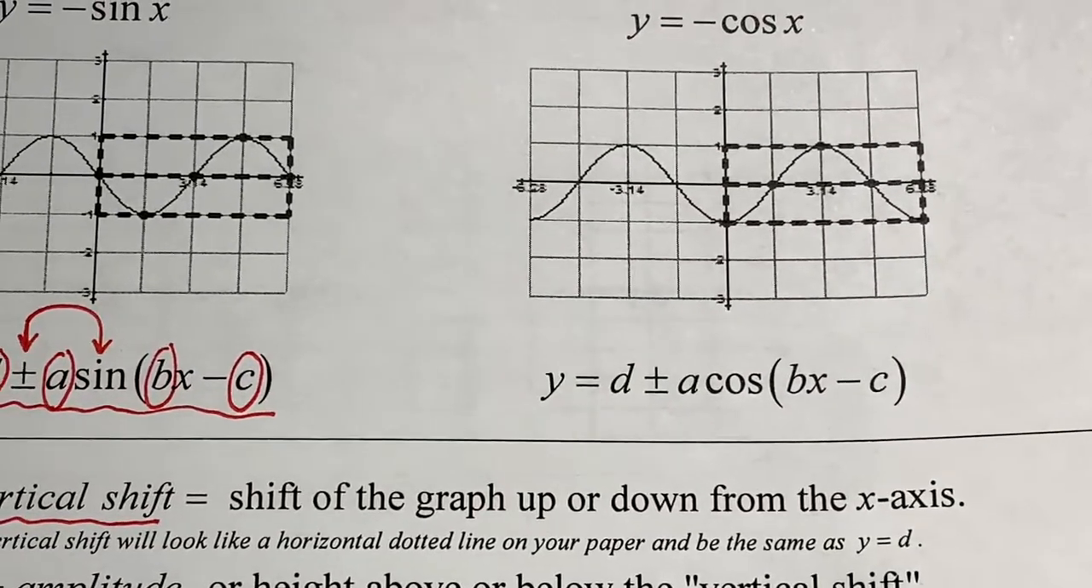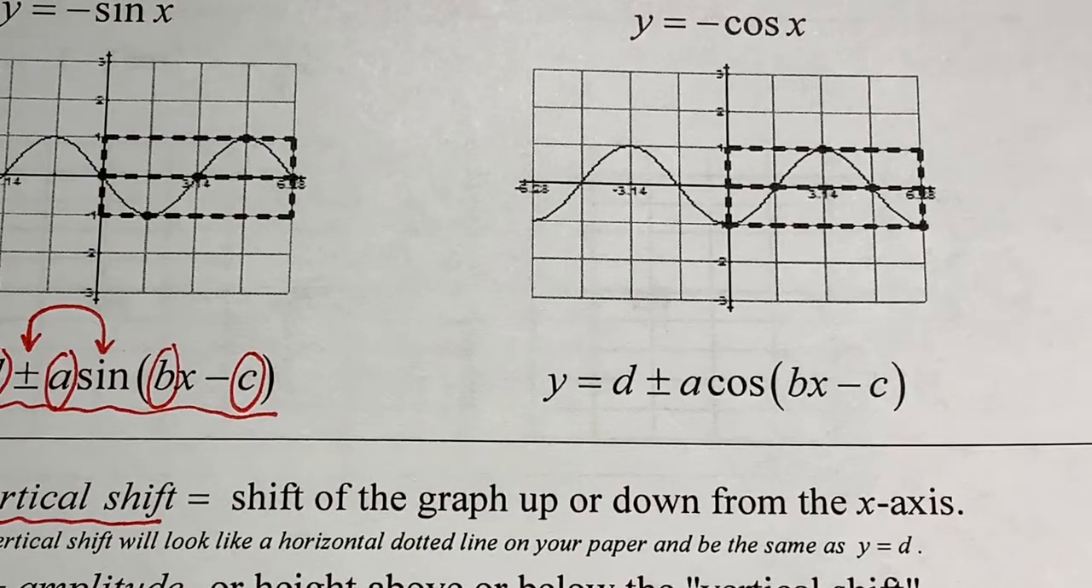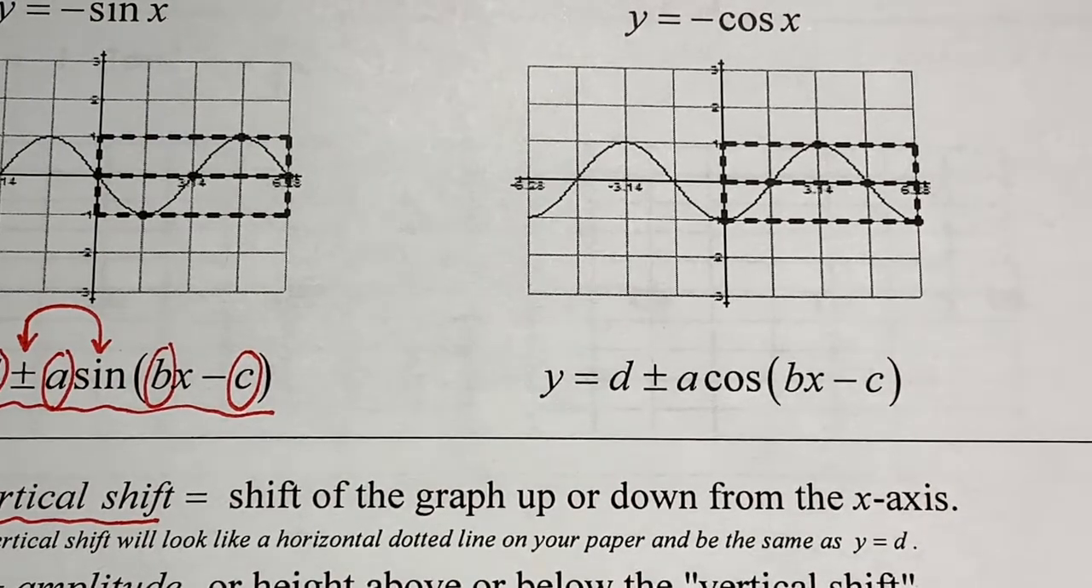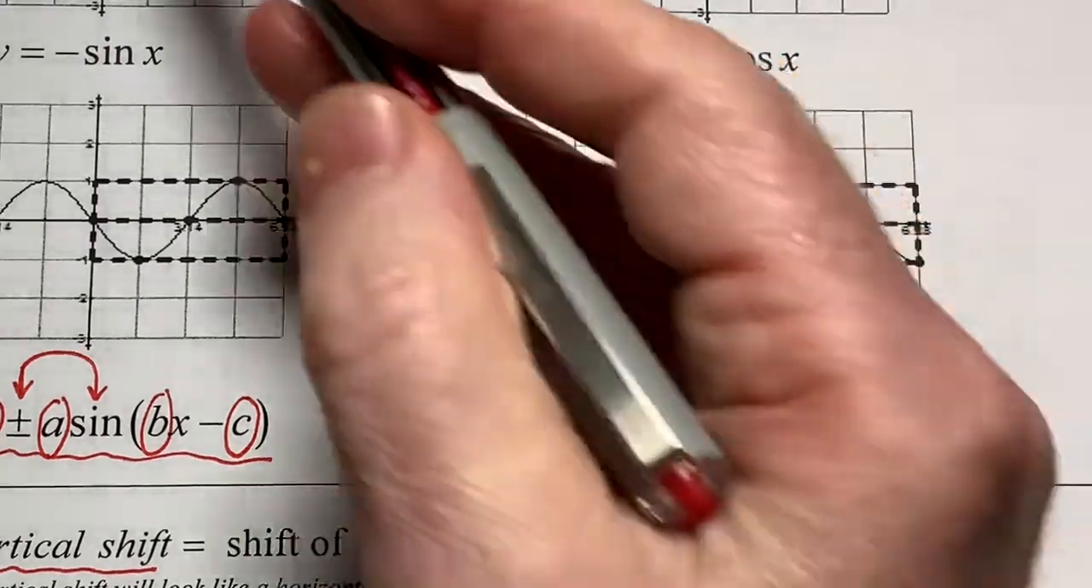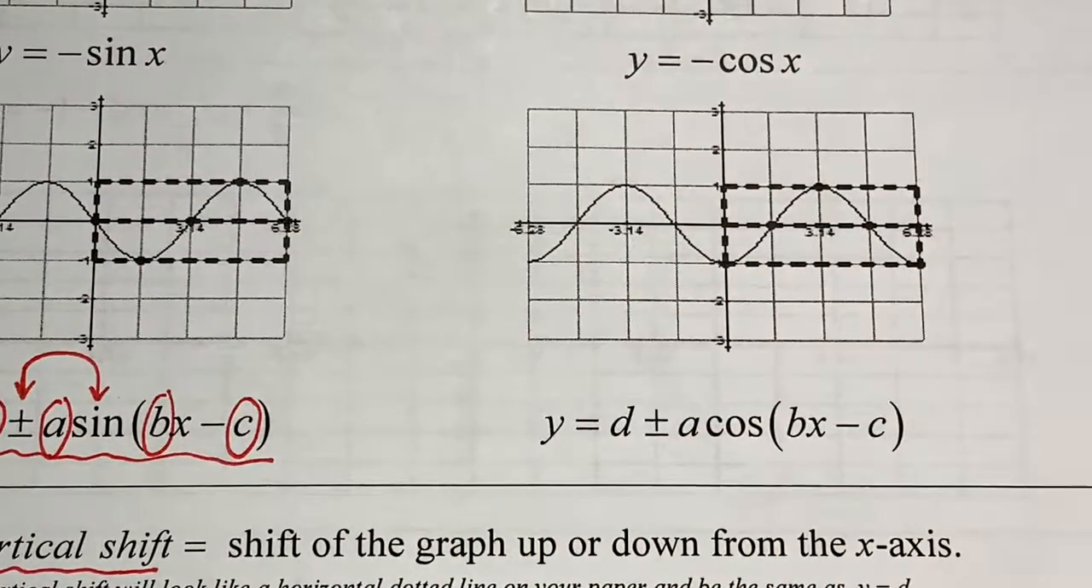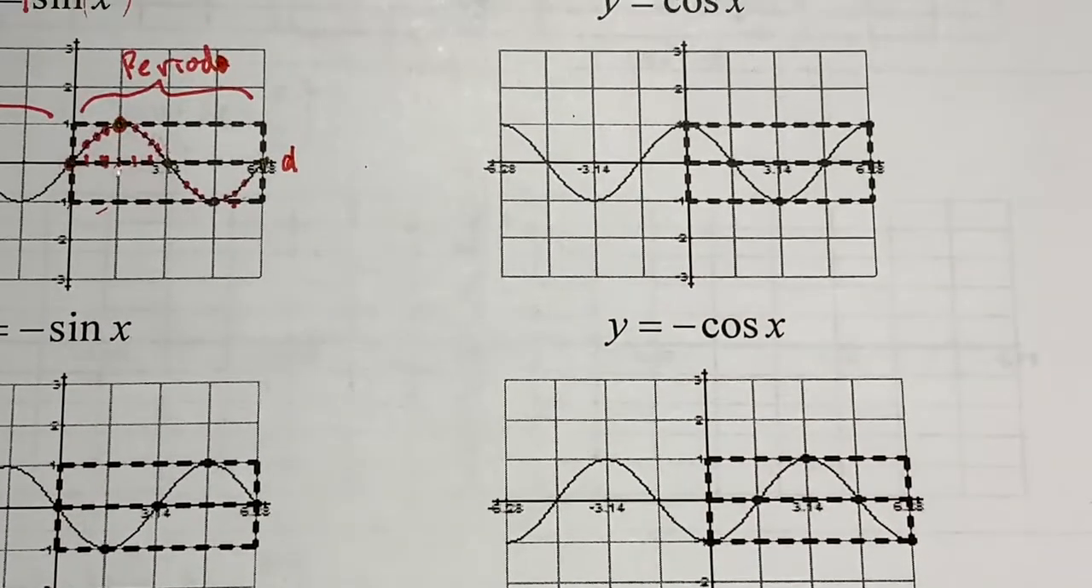So let's check that out. All right, so on a cosine curve, everything is found the same: the vertical shift, the amplitudes, the phase shifts, the periods, all of it. So there's nothing new to learn there. You're going to make the box the exact same way, whether it's sine, cosine, negative sine, or negative cosine. The boxes are all identical.